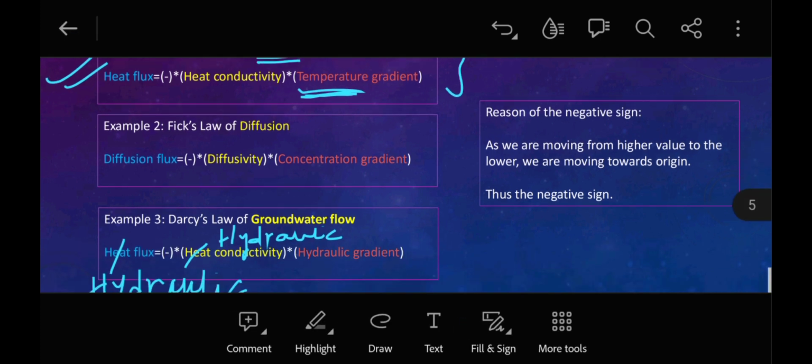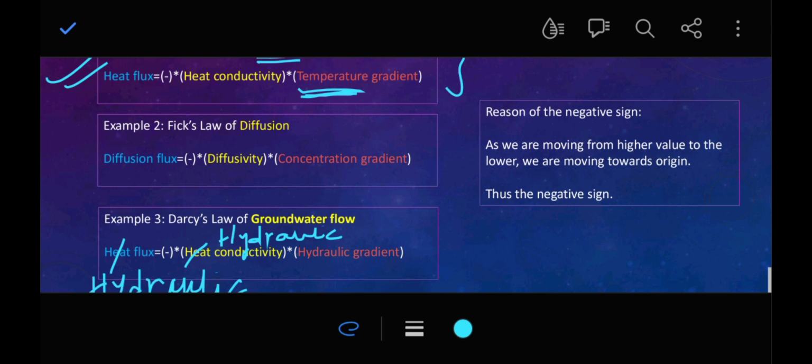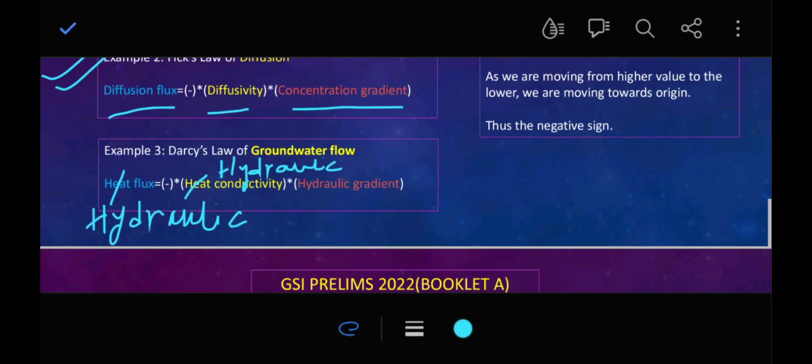Similarly, for Fick's law of diffusion, it is diffusion flux equals the negative of diffusivity multiplied by concentration gradient, and in case of Darcy's law of groundwater flow, it is the hydraulic flux equals the negative of the hydraulic conductivity multiplied by hydraulic gradient.